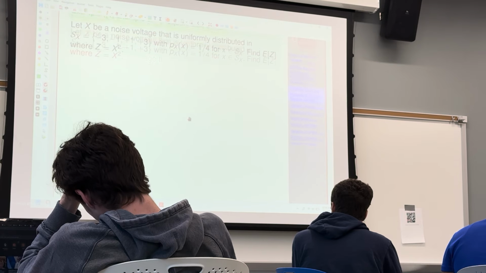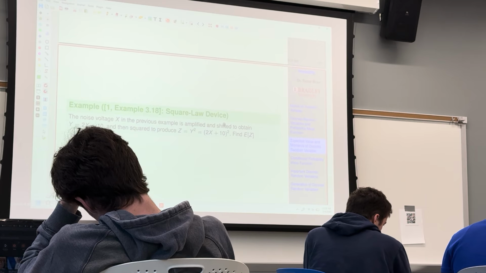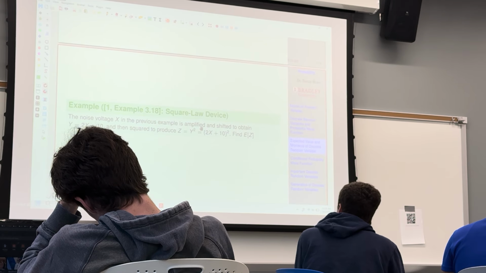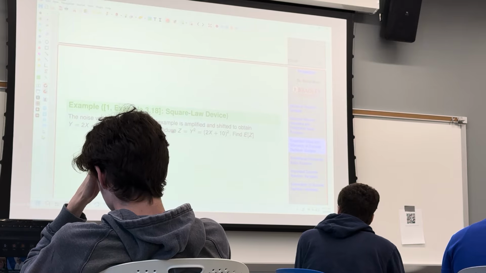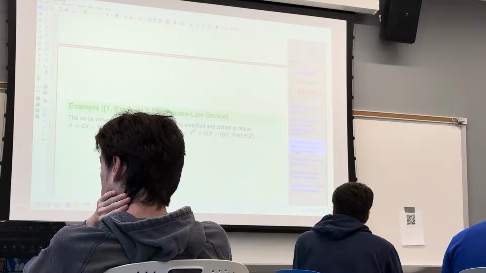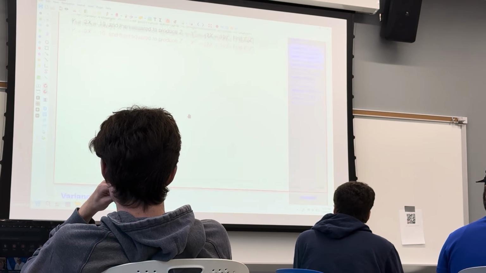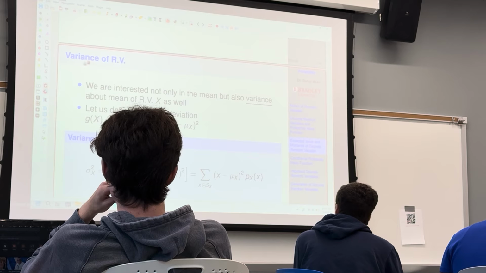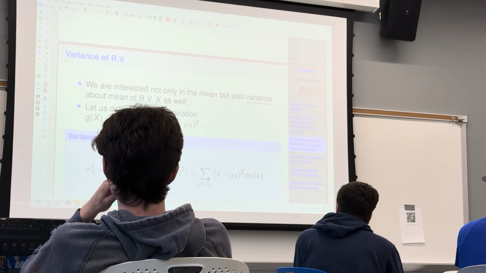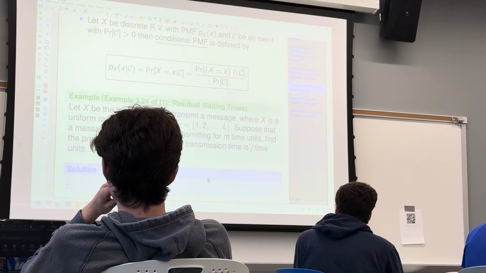The square law device, I went through this example. So mean and variance is the most important topic for the expected value and moments of discrete random variables. From this topic, mean and variance related problems are very important. You see the variance here, and how I calculated it. Mean and variance related problems would be the most important problems.